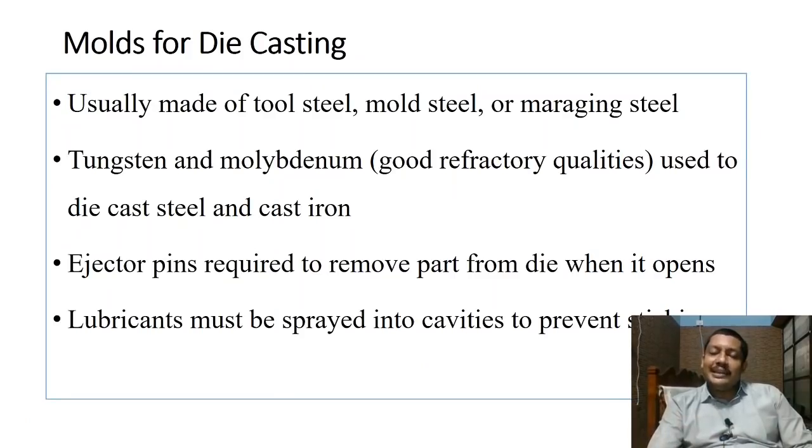The materials normally used to make the molds in die casting are tool steel, mold steel, or maraging steel. Tungsten and molybdenum are used to make the dies for cast steel and cast iron operations. Now, when compared to sand molding, one of the important parts in the mold for permanent die casting is the ejector pin. When you open the die halves back into their position, the part will be stuck into one of your die halves. So you have to remove it.